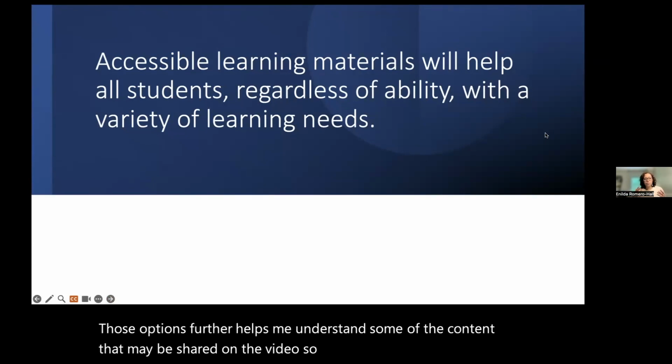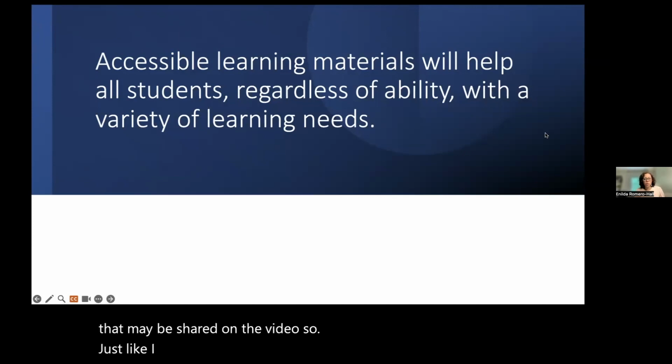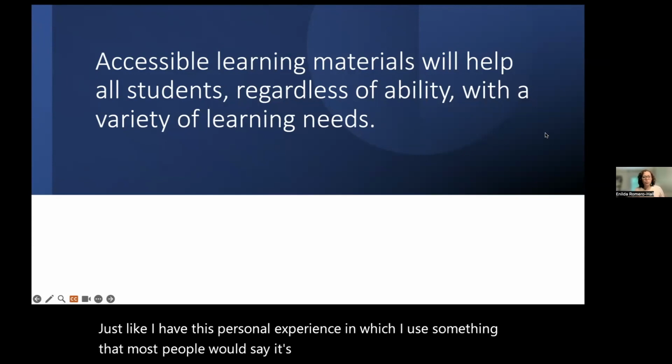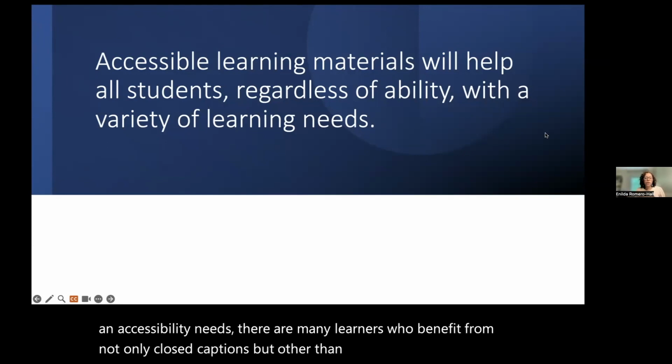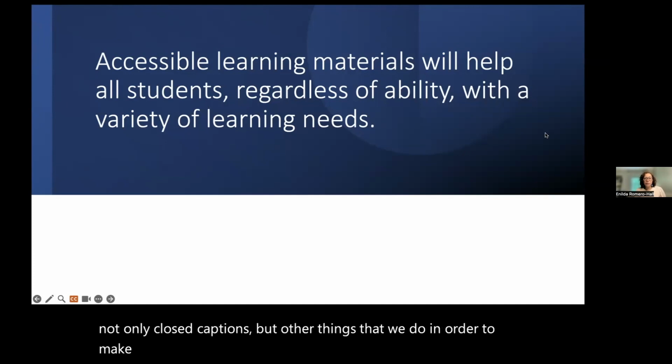So just like I have this personal experience in which I use something that most people would say is beneficial for someone who has an accessibility need, there are many learners who benefit from not only closed captions, but other things that we do in order to make materials accessible to all.